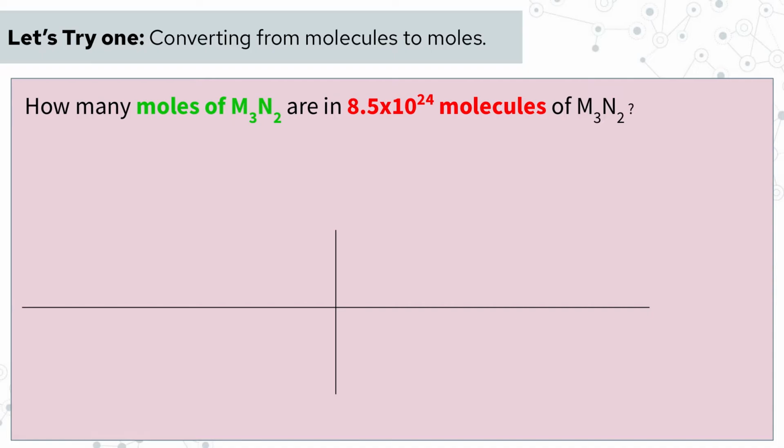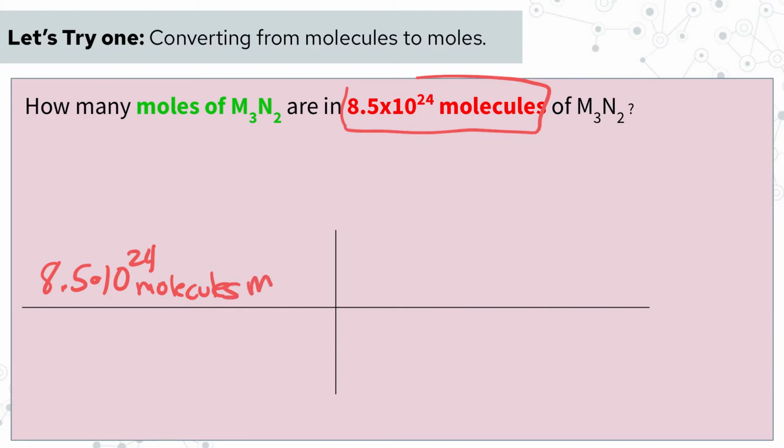So this question is, how many moles of M3N2 are in 8.52 times 10 to the 24th molecules of M3N2? What we first have to do is figure out our given. Our given is here, and so that's going to go in this upper left-hand box. So we have 8.52 times 10 to the 24th molecules of M3N2. Then, if we're getting rid of molecules, our Avogadro number now goes on the bottom.